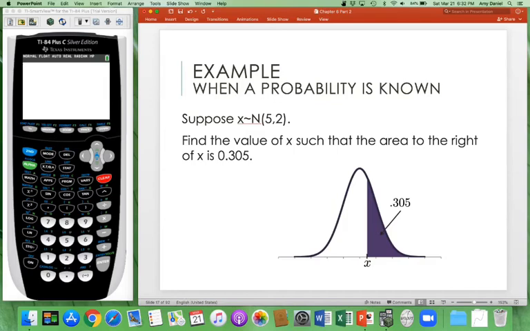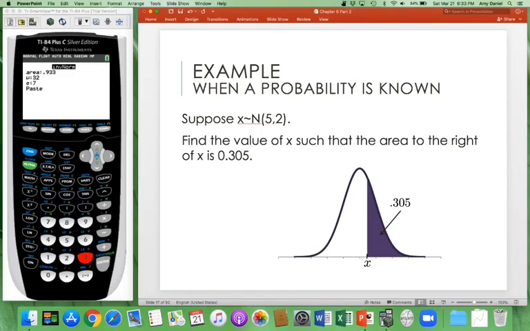Okay, and I am going to use my inverse norm. So I'm going to go second distribution, or second vars to get the distribution menu, option number 3 for inverse norm. All right, so I can't tell it 0.305 because the inverse norm function requires us to tell it the area to the left of the x value we're looking at.